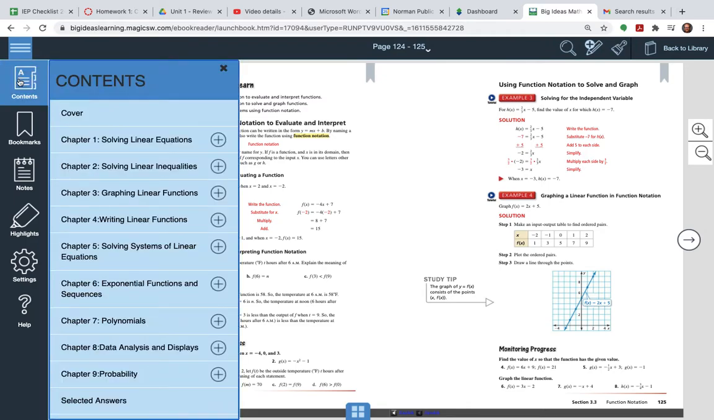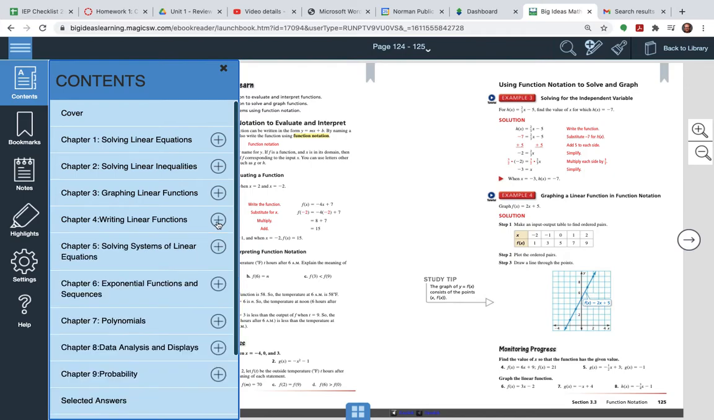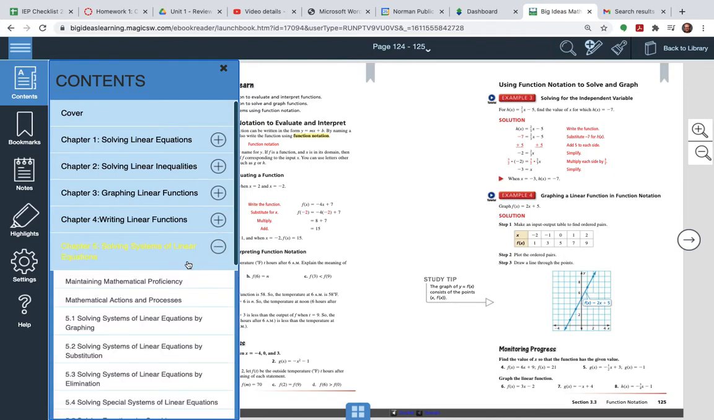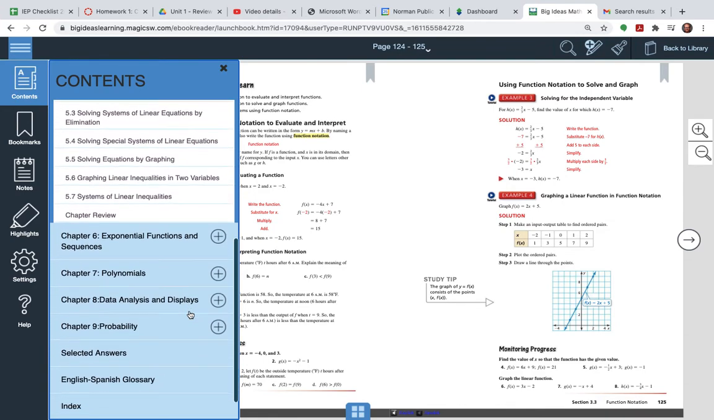So, Unit 1, solving linear equations, we did that. Solving linear inequalities, we did that. We started Chapter 3, graphing linear functions. We're going to finish that. We're going to skip over chapters 4 and 5, except writing equations of parallel and perpendicular lines. I really want to cover parallel and perpendicular slope because you're going to need that for geometry. Solving systems of linear equations is great and wonderful. I'm not sure that we're going to have time for it, honestly.